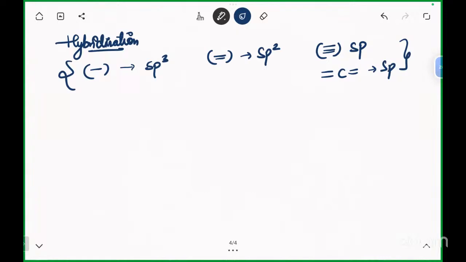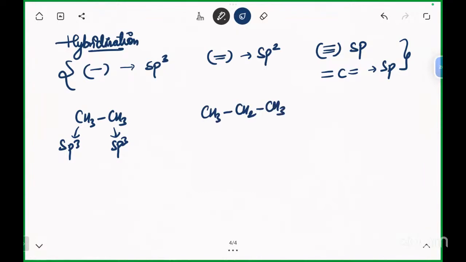For example, I'm having CH3 single bond CH3. So we have 2 carbons here. Every carbon is singly bonded with the hydrogen atoms and singly bonded with the carbon atom. So this carbon is sp3 hybridized, and this carbon is again sp3 hybridized. Second example I can take like CH3 CH2 single bond CH3. Again this will be single bond, so sp3, sp3, sp3. All are single bonded compounds.